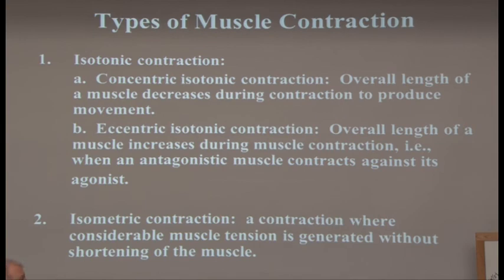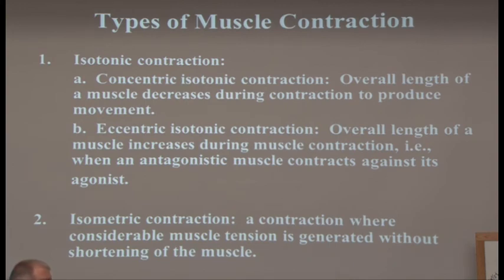So we use isometric contractions to maintain body position. So how do I stand erect? My rectus abdominis has to contract on the front, and my erector spinae muscles are contracting on the back. And they're both pulling against the vertebral column and ribs. So that stabilizes my position.